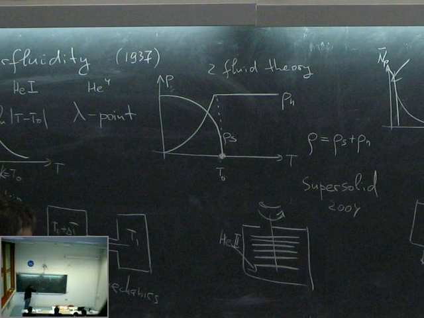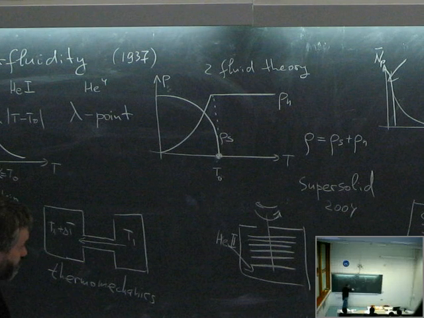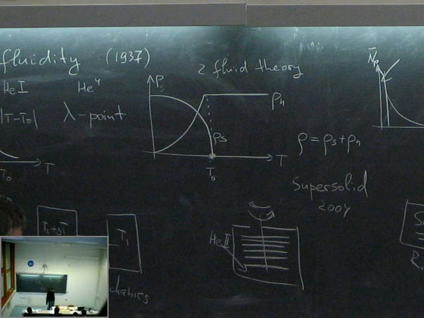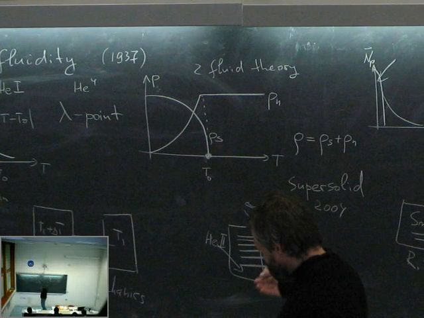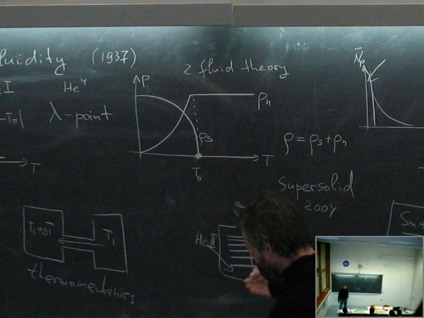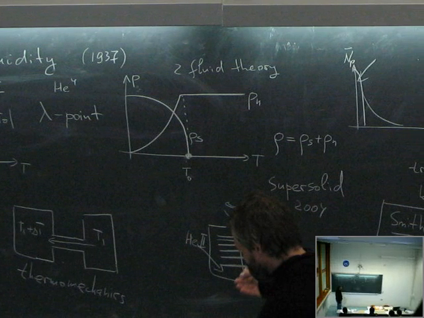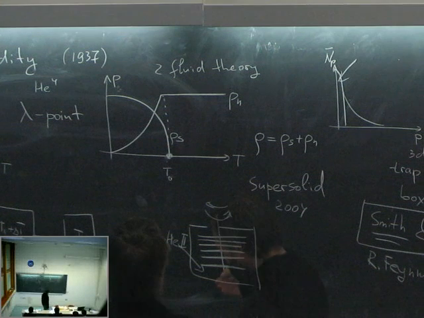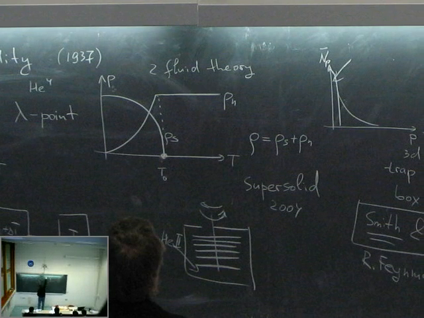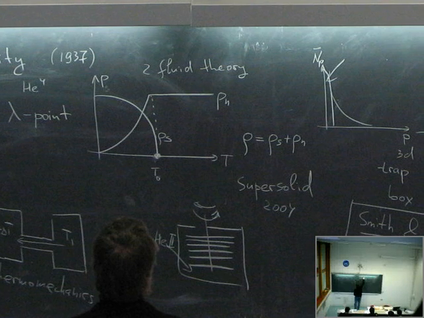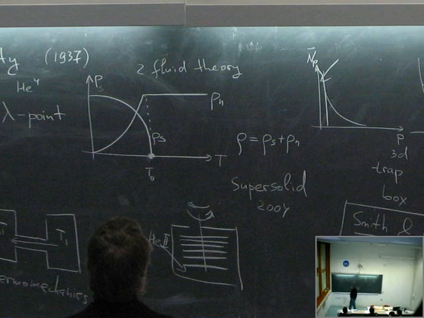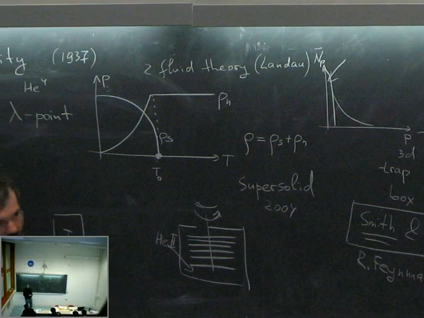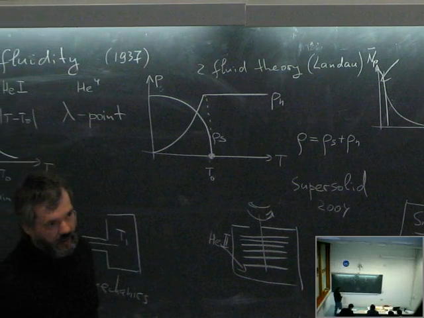But the Andronikashvili experiment became so important that the same idea applied to the solid structure was able to provide the first reliable information about this non-classical inertial moment. Okay, so this was the experiment, and as I said, there was a two-fluid theory suggested by Landau, which postulated the existence of two densities, superfluid and normal, and then, as I said, the phase transition occurs.